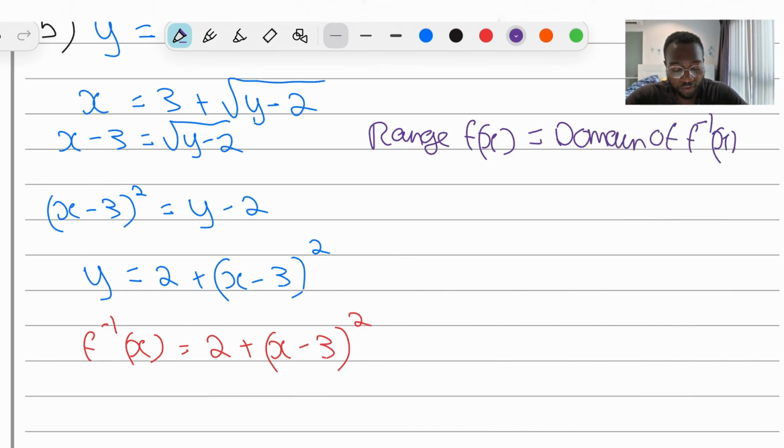So if in the previous question we worked out that the range of f of x was greater than 3, therefore in this question, the domain would be the exact opposite, okay? So if we state that here, it would just be when x is greater than 3, okay?